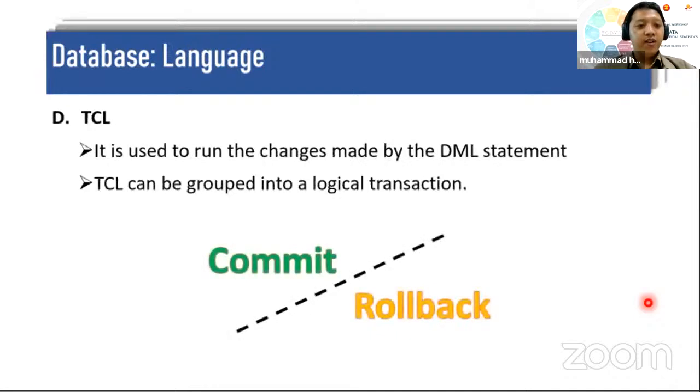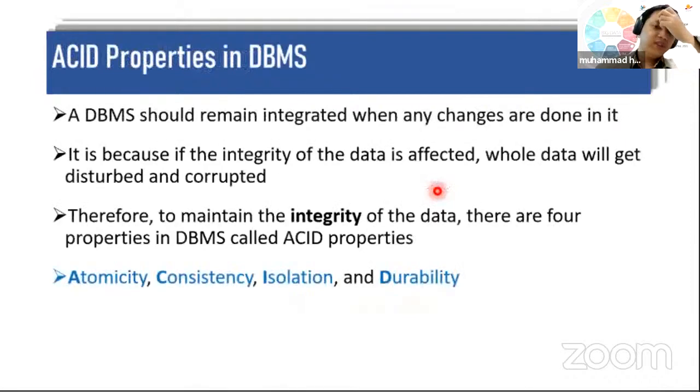Okay, the last one is the transaction control language, TCL. TCL is used to run the changes made by the DML statement. TCL can be grouped into a logical transaction. There are only 2 commands, commit and rollback. Commit is used to save the transaction on the database, and rollback is the opposite of commit. So rollback restores the database to the original since the last commit.